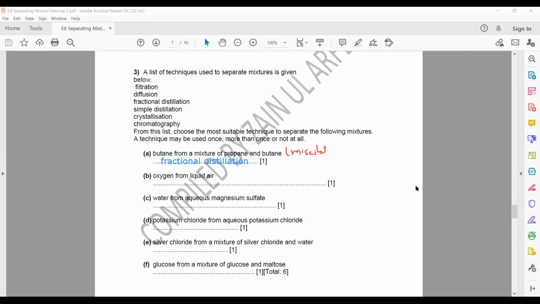The second one, oxygen from liquid air. If we need oxygen from liquid air, which technique is suitable? So again, we can use fractional distillation.